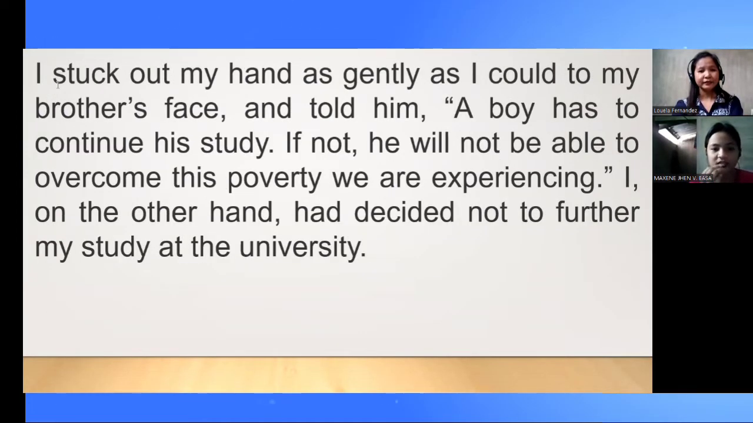I stuck out my hand as gently as I could to my brother's face. I told him a boy has to continue his study. If not, he will not be able to overcome the poverty we are experiencing. I, on the other hand, had decided not to further my study at the university.